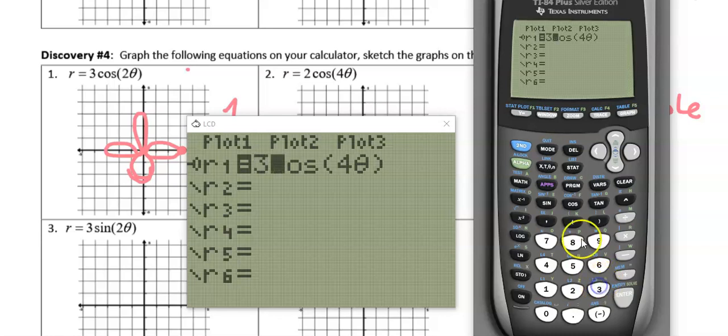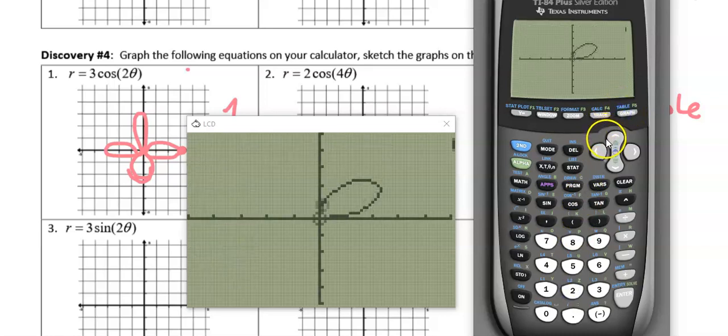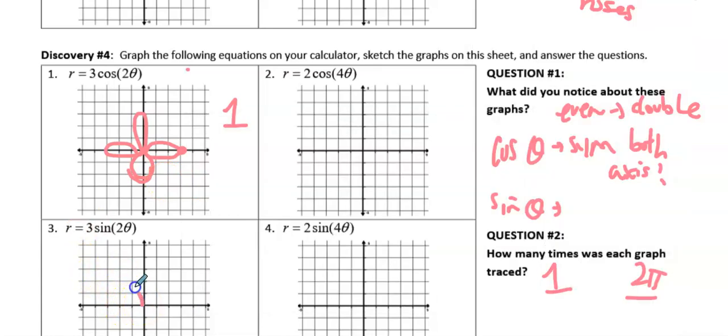We're going to have 3 sine of 2 theta. And let's graph that one, see what happens with it. So again, it starts at the pole. There's no shock with this. We know it's going to have 4 petals, and it is still kind of symmetric to both the axes, but it doesn't cross the axis. Like this is still symmetric to both the axes, but the cosine actually lands on the axis. This one does not.